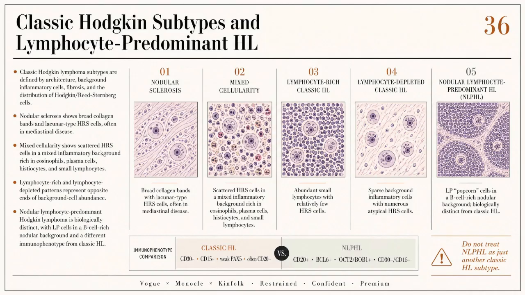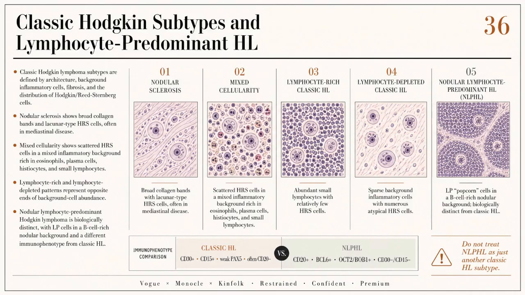Formalin fixation is standard, but attention must be paid to avoid under- or over-fixation, which can obscure subtle morphologic features such as the broad collagen bands characteristic of nodular sclerosis HL or the sparse lymphocytic background seen in lymphocyte-depleted HL. In cases where bone involvement is suspected, decalcification protocols must be carefully selected to maintain antigenicity for downstream immunohistochemical, IHC, studies. Classic HL is subdivided into 4 principal subtypes: nodular sclerosis, mixed cellularity, lymphocyte-rich, and lymphocyte-depleted.